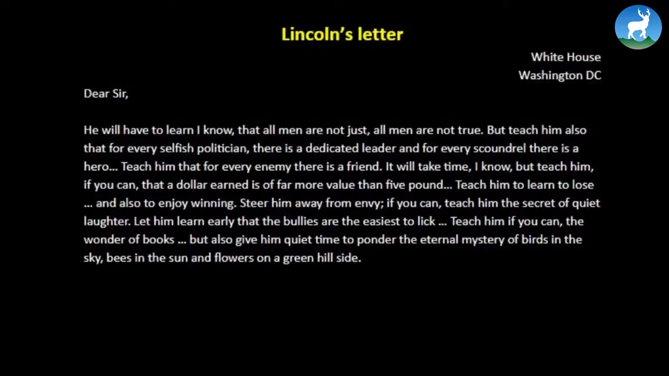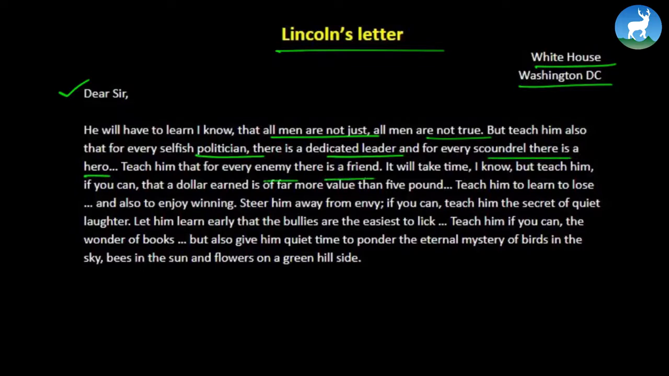All right, this is the reading portion. Let's read Lincoln's letter. White House, Washington, D.C. Dear Sir, he will have to learn, I know, that all men are not just, all men are not true. But teach him also that for every selfish politician there is a dedicated leader, for every scoundrel there is a hero. Teach him that for every enemy there is a friend.